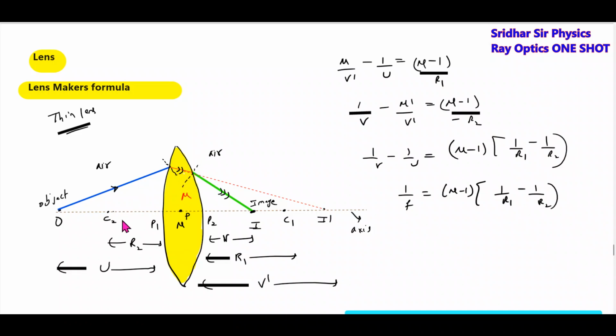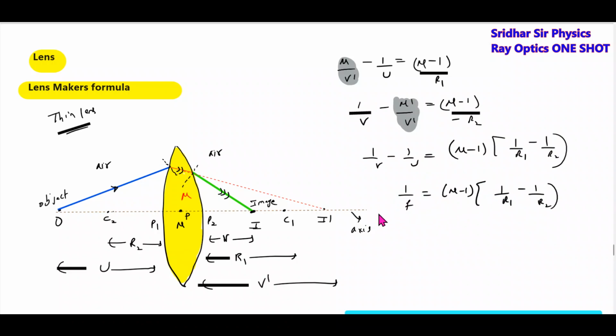So mu by V dash, the image distance being V dash, minus 1 by object distance U equals (mu minus 1) into 1 by R1. Then again the refraction at this point, the refracted ray is present in air: 1 by V minus mu by V dash. This V dash will become the object for the second refraction, equal to (mu minus 1) into minus 1 by R2. Then adding up these two, the V dash terms will cancel out. So we'll get 1 by V minus 1 by U equals (mu minus 1) into (1 by R1 minus 1 by R2). So this 1 by V minus 1 by U from the lens equation will become 1 by focal length.